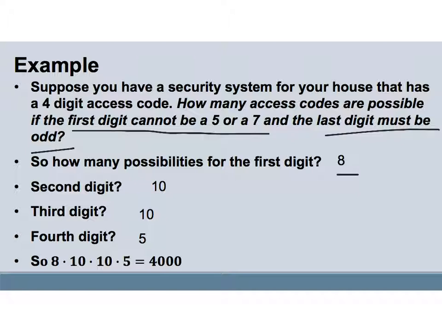There were no conditions for the second or third digit, so they can be any of the numbers, so they could both be 10. The fourth digit can only be odd, so that's 1, 3, 5, 7, or 9, so there's only 5 of those. 8 times 10 times 10 times 5 gives you 4,000 possibles. So as you see, the more restrictions you put on it, the fewer possibilities you have.